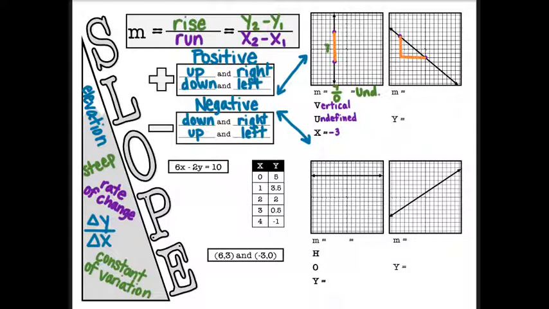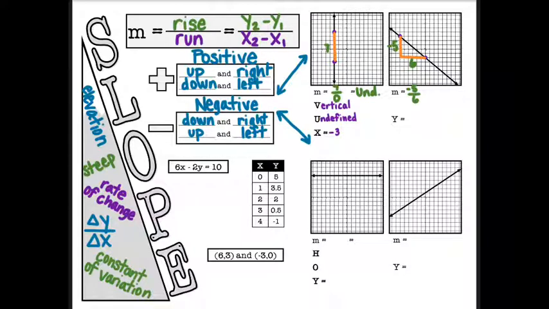So for this line, if I start on the left-hand side, it is going down and to the right. So it's a negative slope. So the line goes down 5 spaces and right 6 spaces. So the slope, or m, is -5 over 6. If that fraction was able to simplify, then I would go ahead and simplify it.